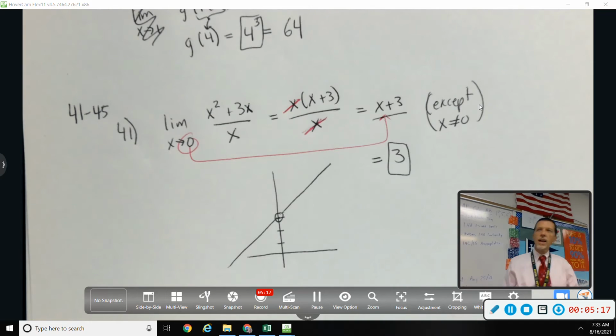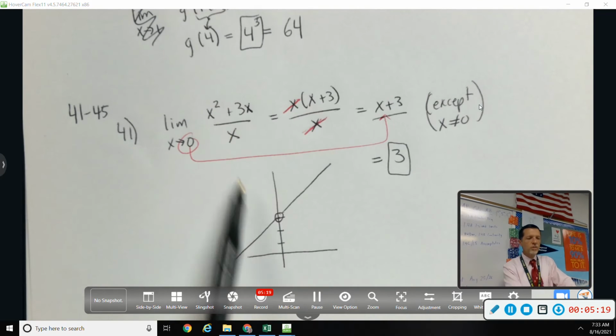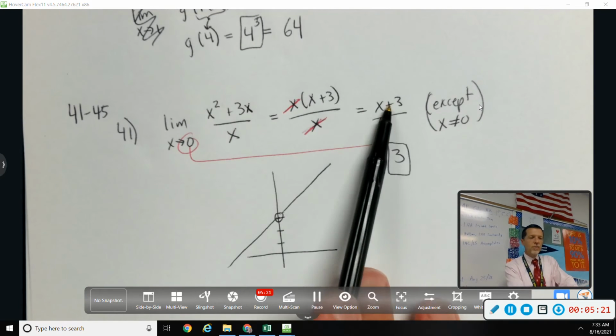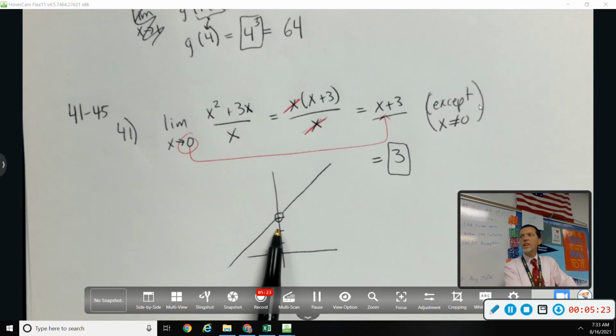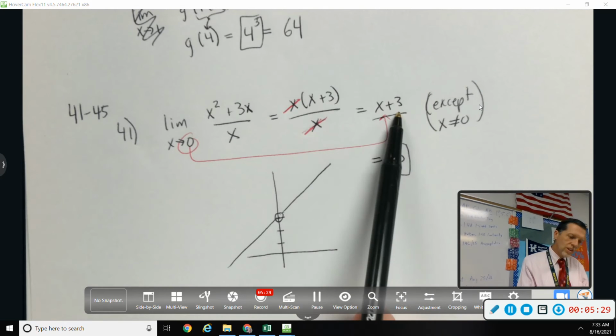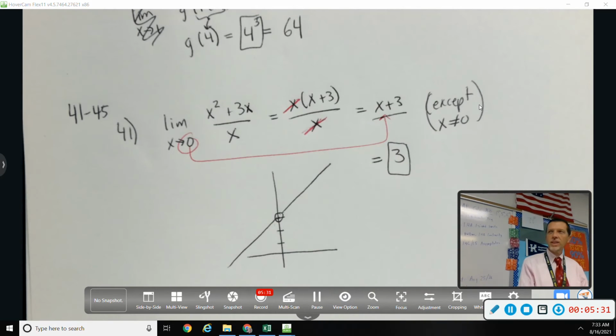It would look like that. This function would look like this. This function would not have the hole. So they're identical functions except for the hole. But holes don't matter for limits, so we can use this function to find the limit. Does that make sense?